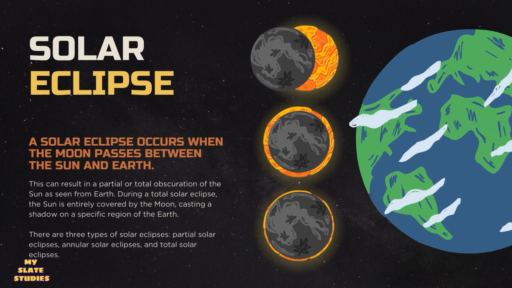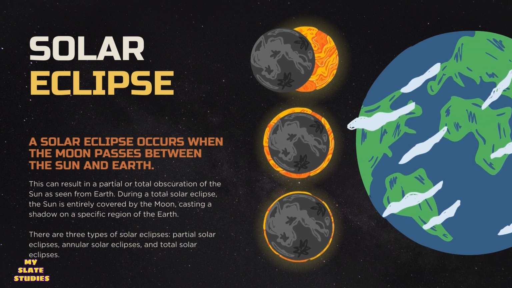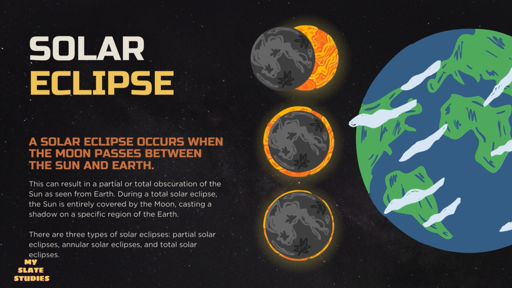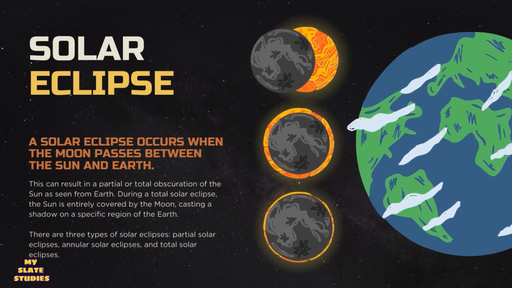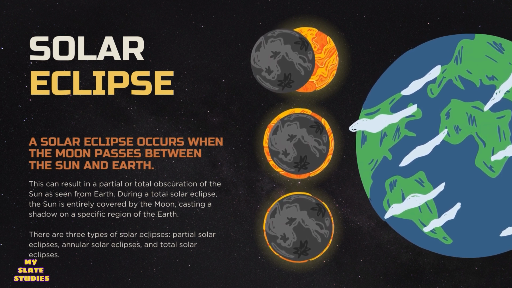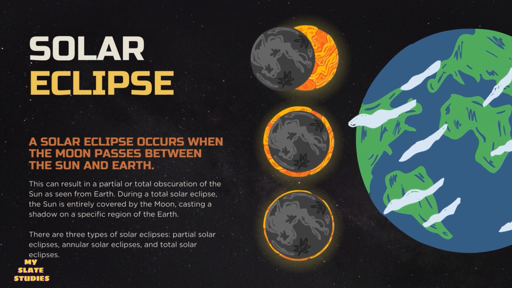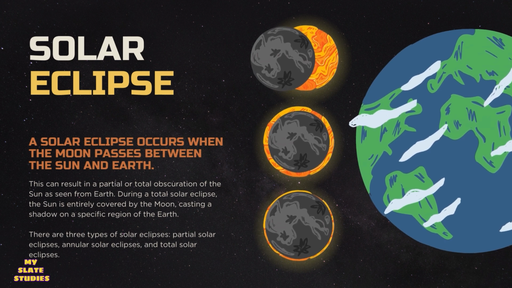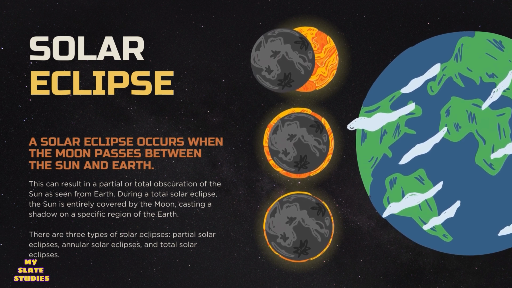A solar eclipse occurs when the moon passes between the sun and Earth. This can result in a partial or total obscuration of the sun as seen from Earth. During a total solar eclipse, the sun is entirely covered by the moon, casting a shadow on a specific region of the Earth. There are three types of solar eclipses: partial solar eclipses, annular solar eclipses, and total solar eclipses.